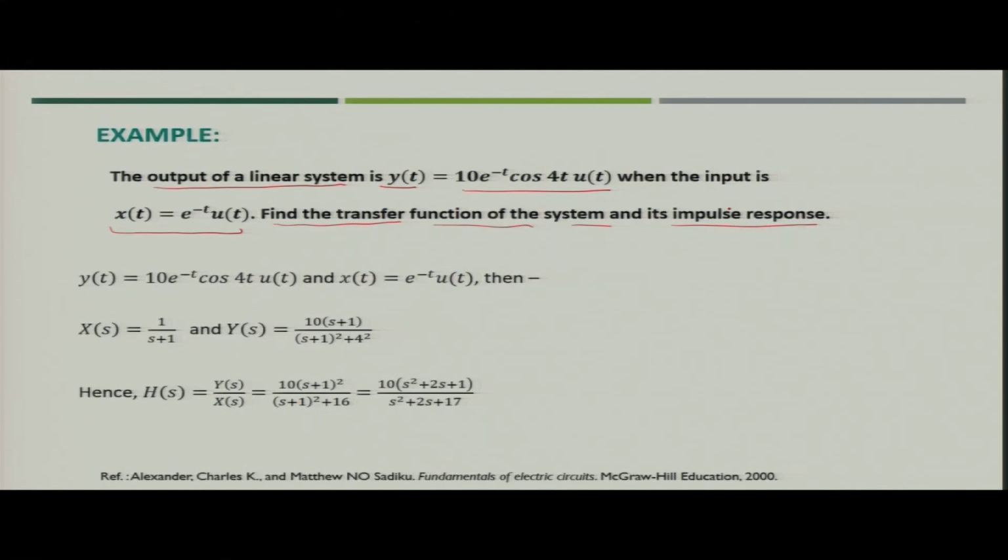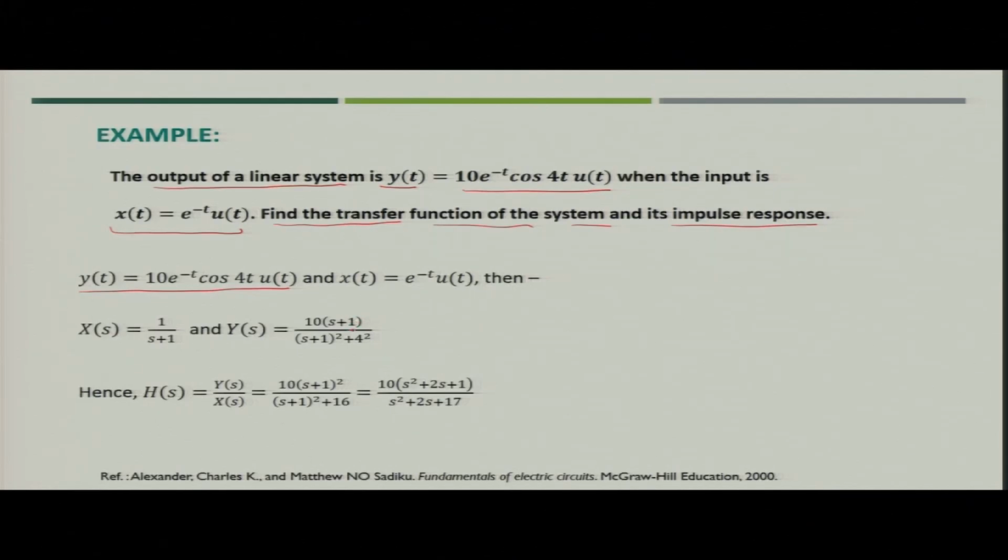The transfer function you can find with the help of S domain analysis. So, you first have to convert y(t) into the S domain and x(t) into the S domain. When you convert y(t) equal to 10 e^(-t) cos 4t u(t) into the S domain, what will you get? 10 will be there, and instead of S, you will put S plus 1. Now, since it is cos 4t, if you correlate with the transform of cos omega t, the transform of cos omega t is S upon S square plus omega square.